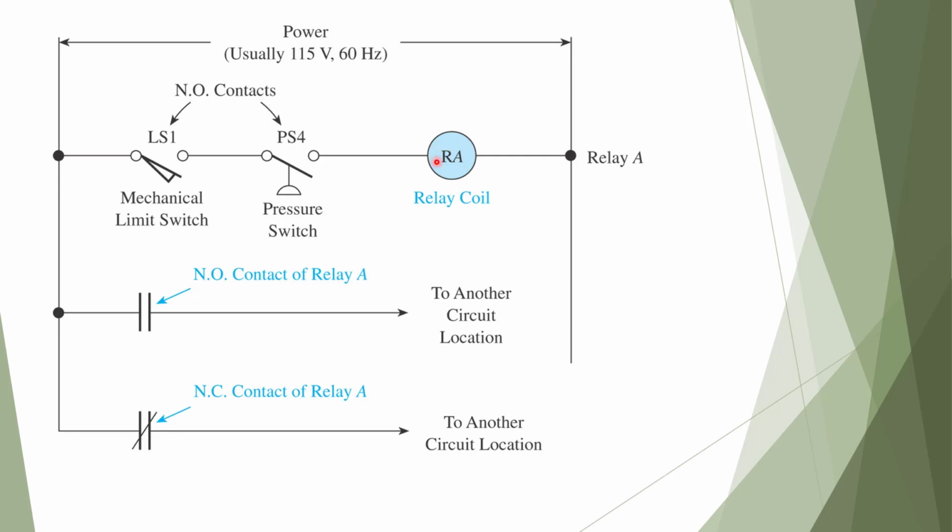And we see that the effect of this coil on its contacts is a change of states. This normally open contact will close, and it's delivering power now to some other point in the circuit, or even another circuit on other schematic sheets. And the normally closed contact will open, which will disconnect power to this other circuit.